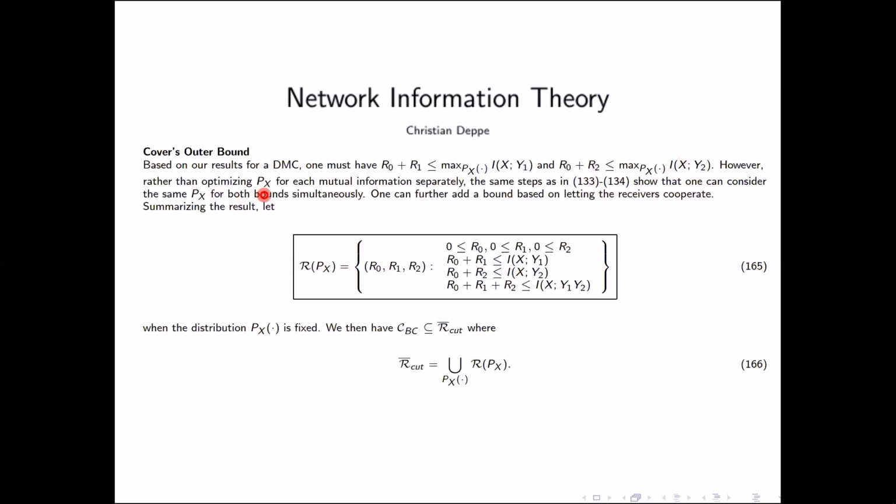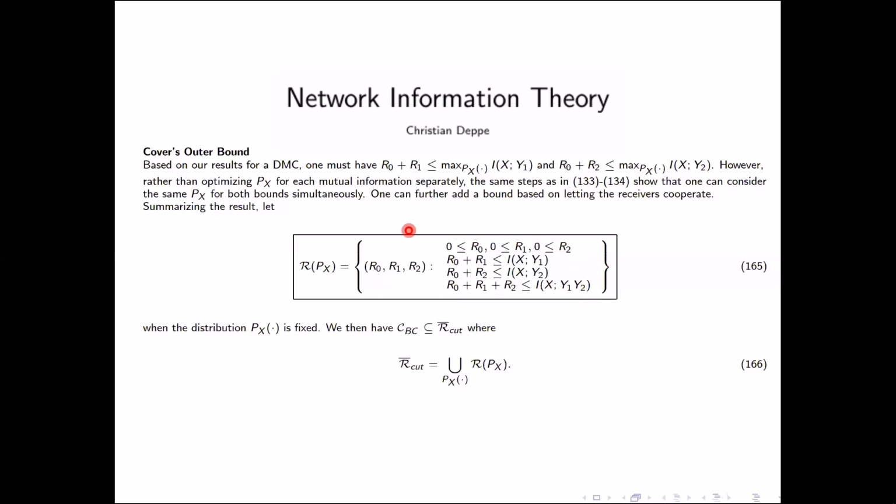However, rather than optimizing p(x) for each mutual information separately, with the same steps as we used before, one can consider the same p(x) for both bounds simultaneously, if you remember when we just used the common message. One can further add bounds based on letting the receivers cooperate. Then we get this bound here: R0 plus R1 plus R2 must be less than or equal to the mutual information of X and Y1, Y2.